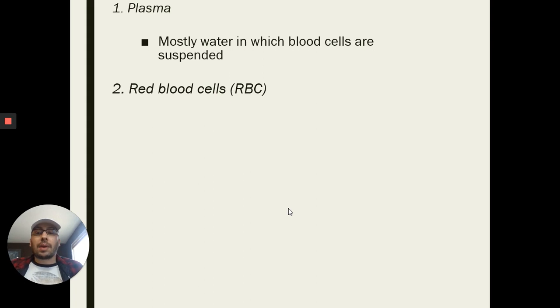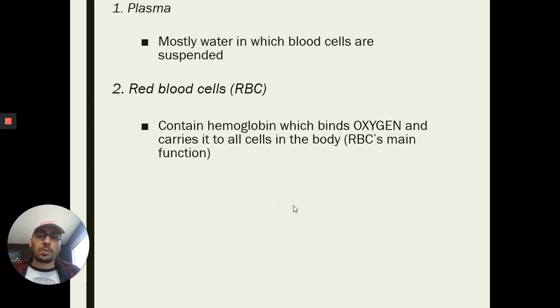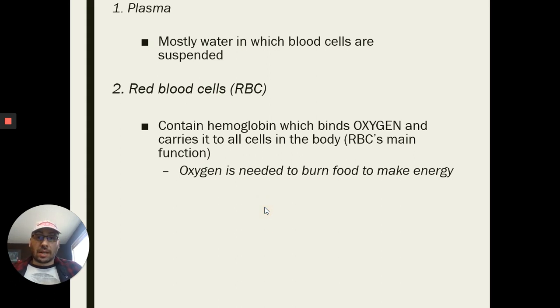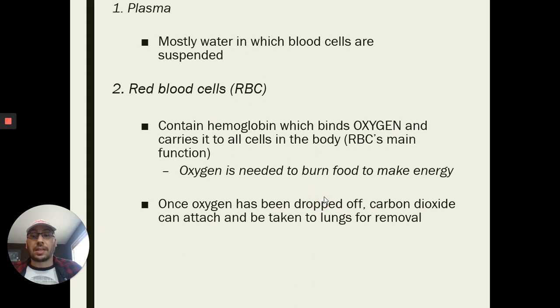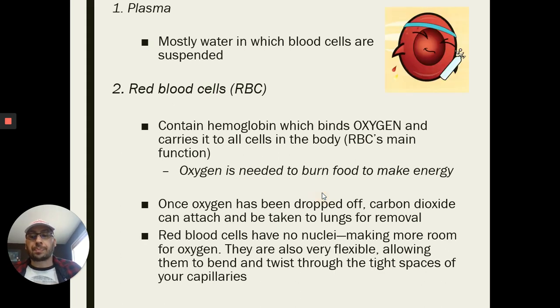Okay, then we have our red blood cells. We talked about red blood cells when we talked about cells and adaptations. Red blood cells contain hemoglobin, which binds very easily to oxygen, and that allows the red blood cells to carry that oxygen to all the different parts of the body. That's the main function of the red blood cells. Oxygen, like we said earlier, is needed to burn food, make energy, do all the things that we need. Once the oxygen gets dropped off, wherever it needs to be dropped off, the carbon dioxide hitches on and goes off to the lungs.